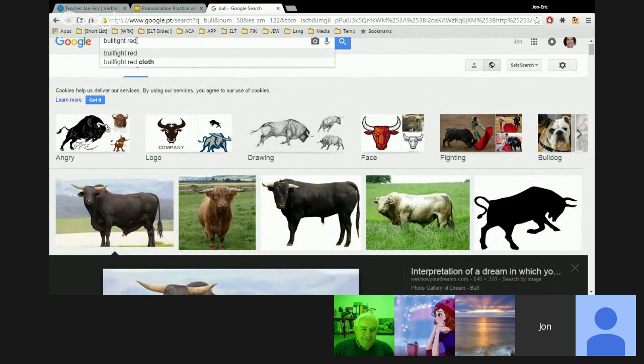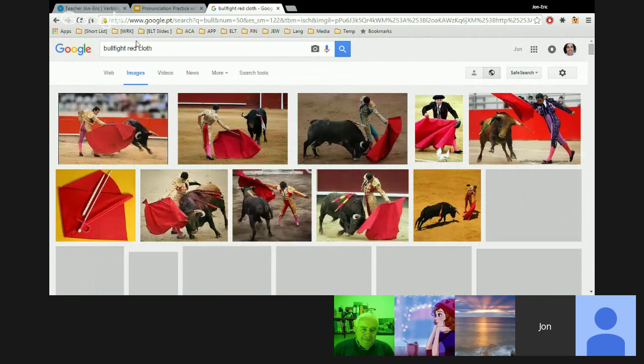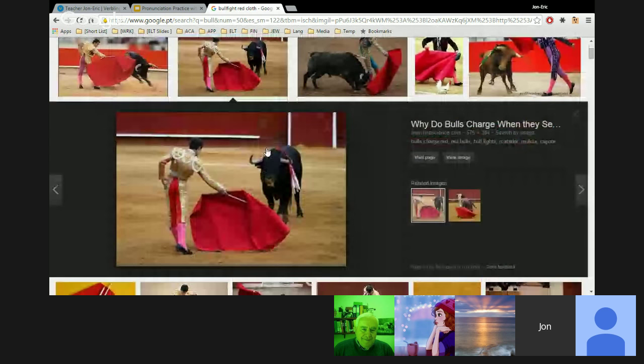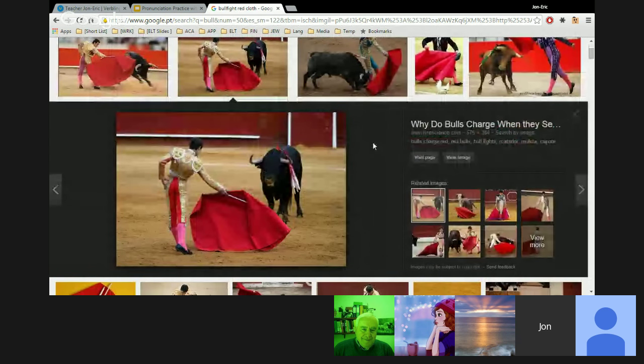Let's take a look at that red flag in the bullfight. Oh, can you see that, Sawa? Yeah. So what happens when the matador waves the red flag? What does the bull do? He ran towards the red.